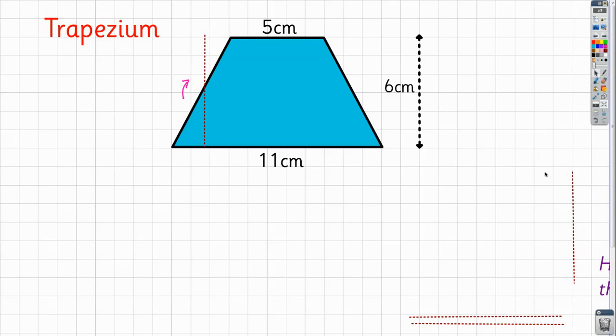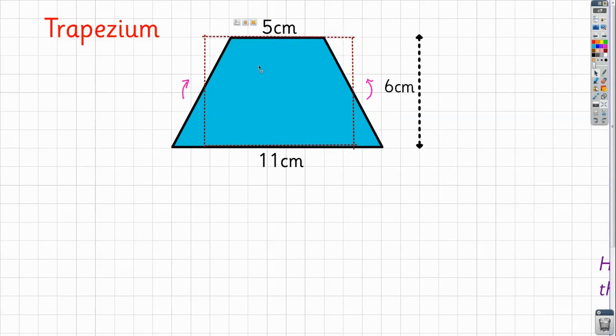I'm going to do the same on the other side, and I'm going to cut along here, halfway between this vertex here and this one here, and cut straight down, and I would take this triangle off, and I would move that triangle up to fill in this space. And what that gives me is a rectangle this wide, and it has a height of 6, the same as the original trapezium.